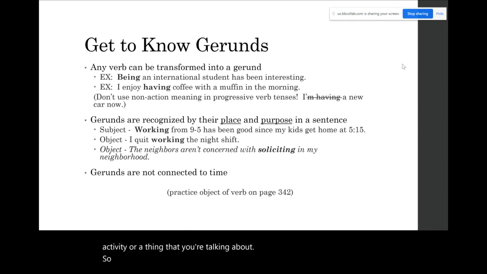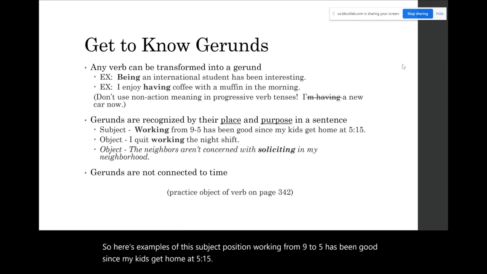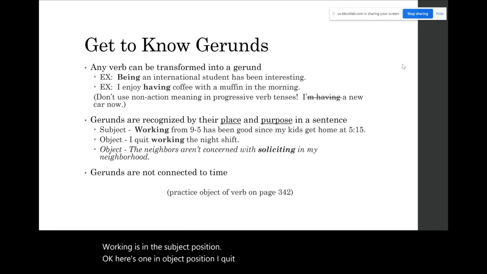So here's examples of the subject position. Working from 9 to 5 has been good since my kids get home at 5:15. So working is in a subject position. Okay, here's one in an object position. I quit working the night shift. Working is a gerund because it's in the object place. I is a subject, quit is a verb, and then I ask what did I quit? I quit working. Just like you can say, I quit smoking, right?